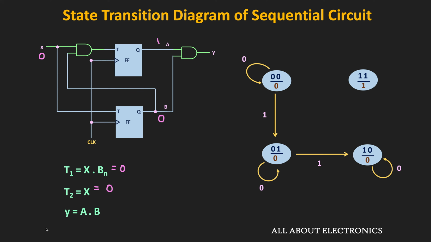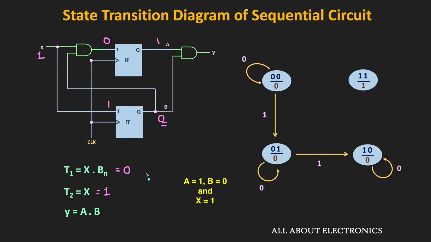But now let us see what happens when the input X is equal to 1. Whenever the input X is equal to 1, then this T2 will become 1. But in this case, this T1 will remain 0, because here this B output is equal to 0. That means now for the next clock edge, this T1 is equal to 0, while the T2 is equal to 1. Therefore, the first flip-flop will remain in the same state, while the second flip-flop will toggle.